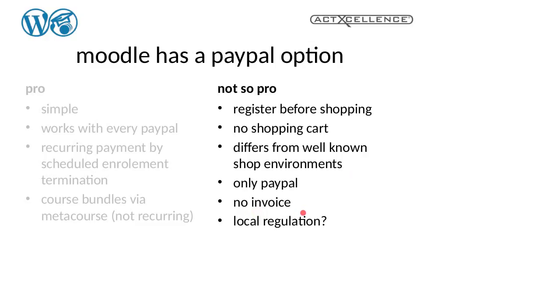And you will have no invoice. You will have this PayPal invoice, but if the tax regulations in your country need more, then PayPal will leave you alone with this problem. So the local regulations are very German in Germany, and the PayPal plugin alone is maybe not enough. So you need some more contract and things.